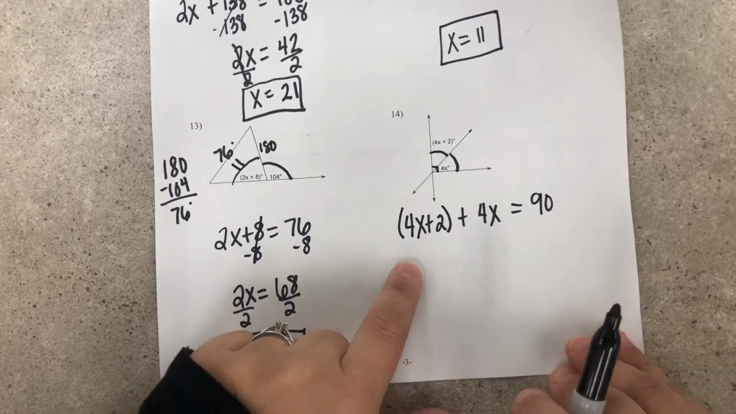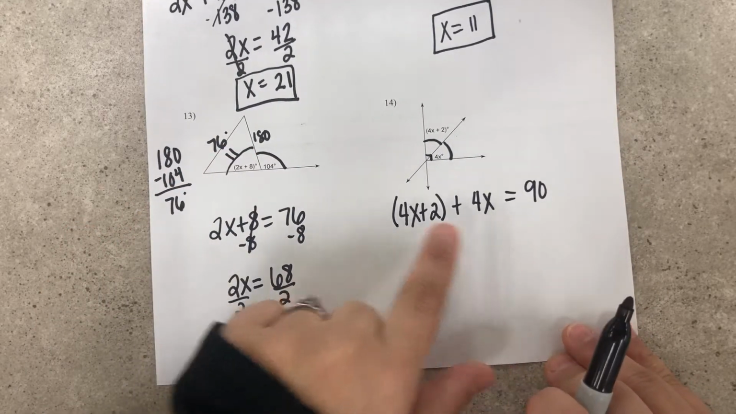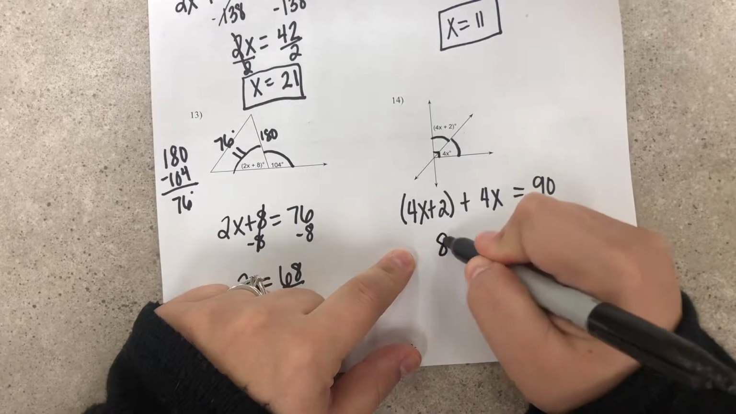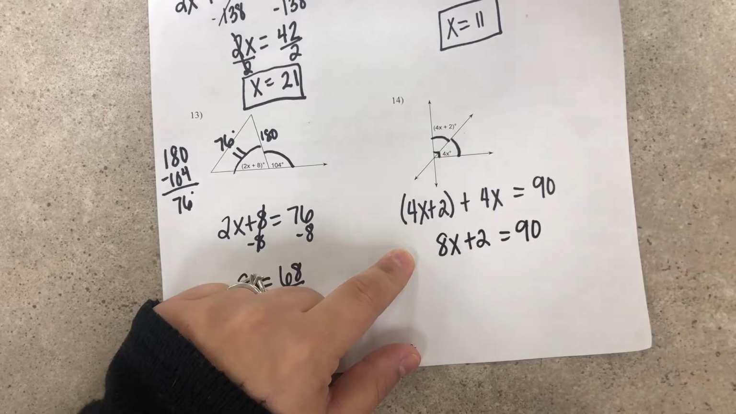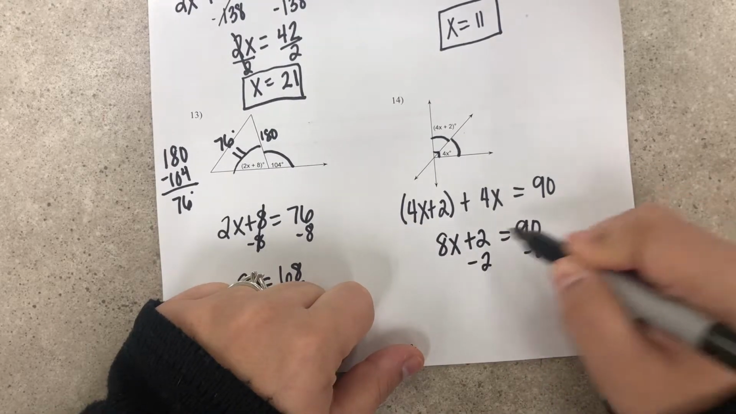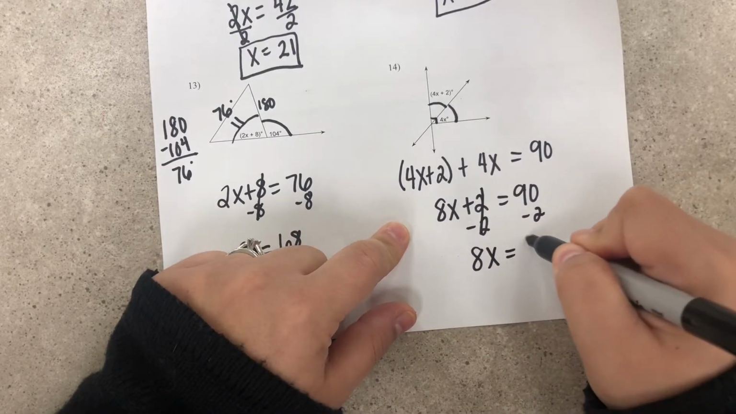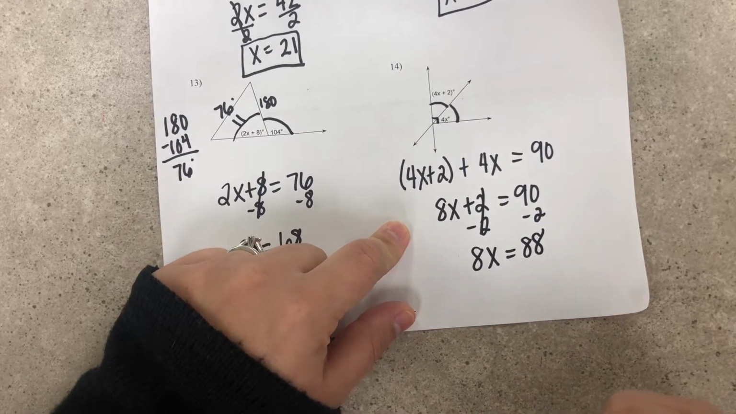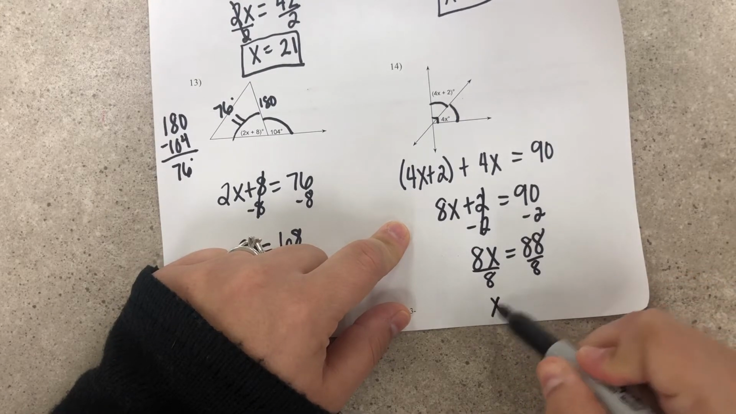So I'm going to, again, solve this algebra problem. I'm going to combine my like terms. So I end up with 8x plus 2 equals 90. I'm going to subtract 2 from both sides. I end up with 8x equals 88. And then when we divide, we get x equals 11.